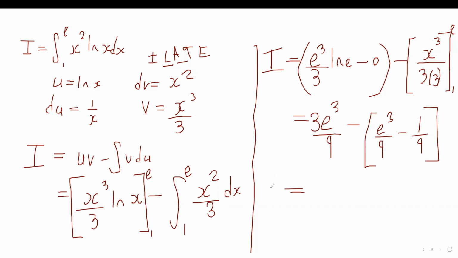So now I can easily just subtract. 3 minus 1, that becomes 2e cubed over 9. Minus and minus become plus, that becomes plus 1 over 9. That's your answer. So if you want to write it pretty, you can say it's 1 over 9 times, in brackets, 2e cubed plus 1. That's your answer.